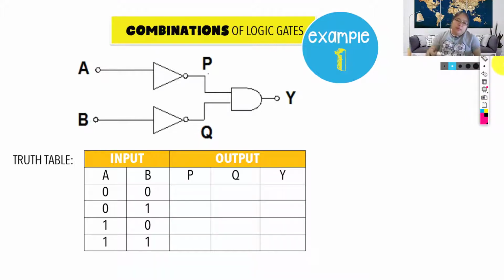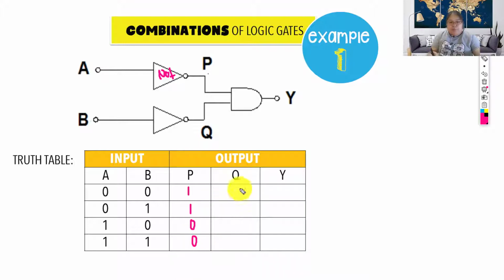Now we're going to see P. Where does P come from? P comes from A, which passes through the NOT gate. Passing through the NOT gate means P is totally opposite of A. So I just look at A only, and B no need to see: 1, 1, 0, 0. If A is 0, P will become 1 because it passes through the NOT gate.